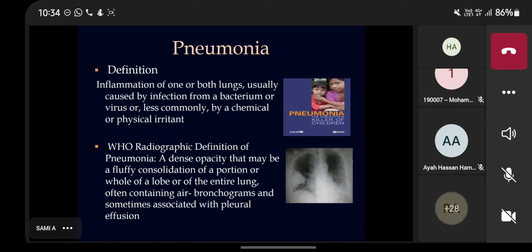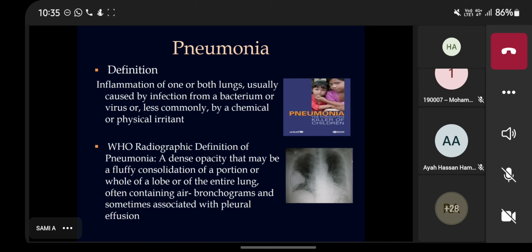Now, some authors defined pediatric community-acquired pneumonia using clinical criteria. However, others require radiologic evidence. And the WHO established a radiologic definition of pneumonia. You need to have a dense opacity that may be fluffy consolidation of a portion or a whole of a lobe or entire lung, containing air bronchogram and sometimes associated pleural effusion.